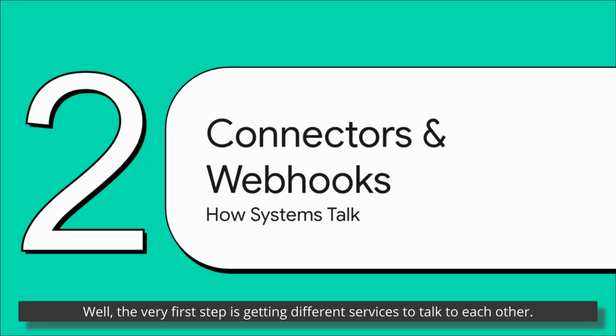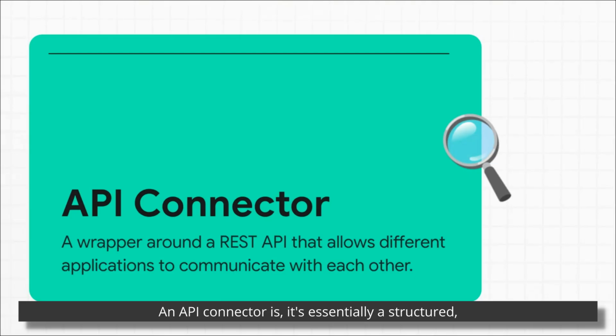So where do we even begin to build a solution like that? Well, the very first step is getting different services to talk to each other. And in the world of automation, that conversation really happens in two main ways, through API connectors and through webhooks. You can think of these as the fundamental language of the automated web. An API connector is essentially a structured, polite way for one app to ask another, hey, can I have some information? It's just a wrapper around a REST API that standardizes the whole process of making requests and handling responses. Think of it as the formal, scheduled meeting between two different systems.